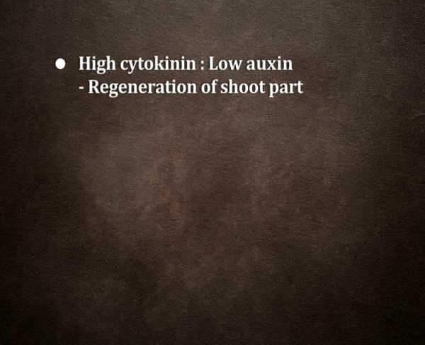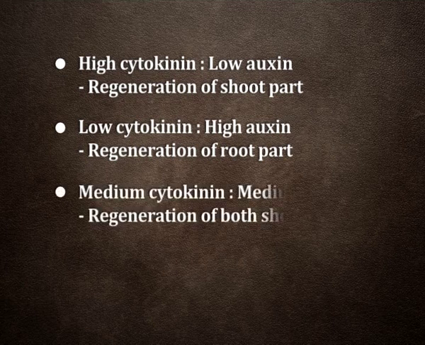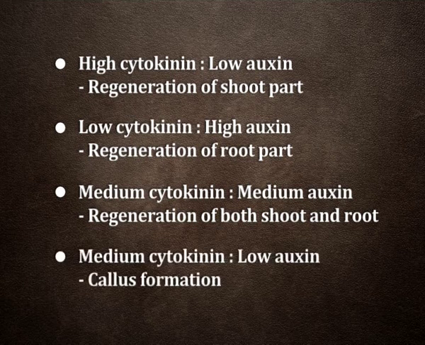A ratio of high cytokinin to low auxin leads to regeneration of shoot parts, while low cytokinin to high auxin leads to regeneration of root parts. Next, medium cytokinin to medium auxin ratio leads to regeneration of both shoot and root. And finally, medium cytokinin to low auxin ratio leads to callus formation.